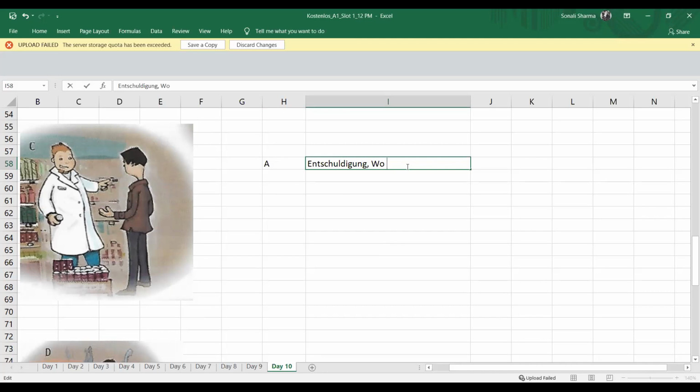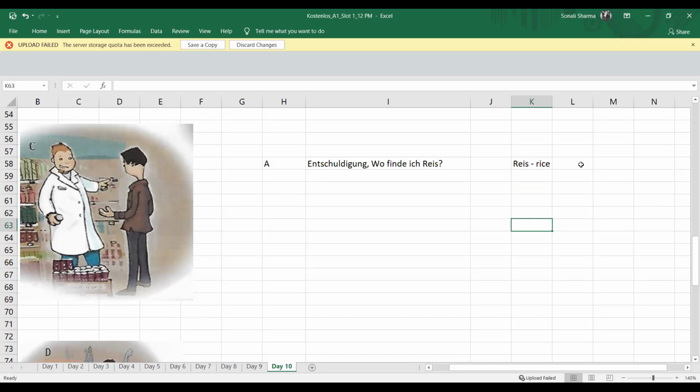Where can I find rice? So, "Entschuldigung, wo finde ich Reis?" Rice is rice, that is chawal. Here I'm going to write the word rice. Rice is rice. So, Entschuldigung, wo finde ich Reis?